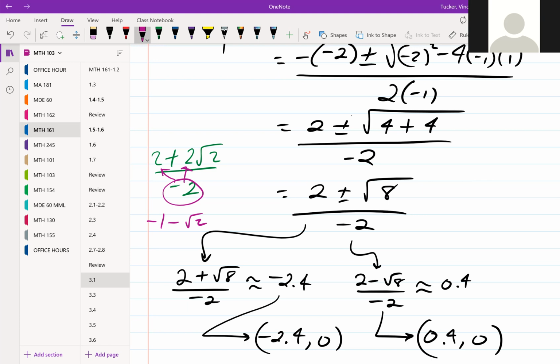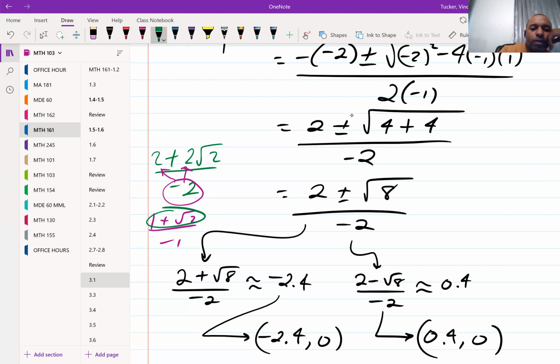No problem. Or what you could do is, if you leave it down at the bottom, that would be 1 plus root 2 over negative 1. If you simplify this first and then take the negative 1 up, you still should get this answer. Okay. Thank you. Yep, no problem.